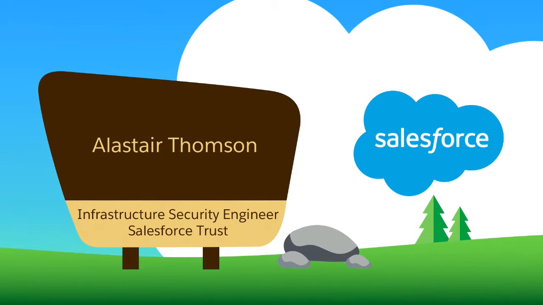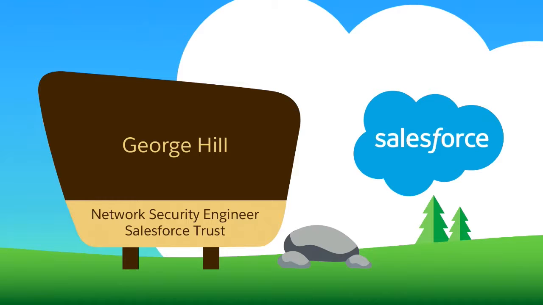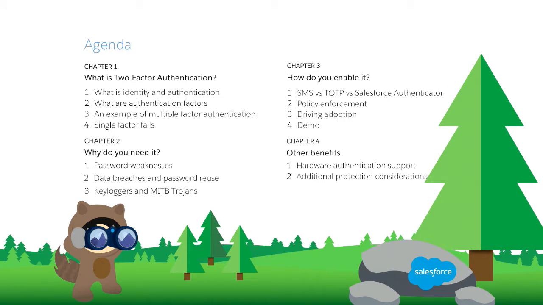My name's Alistair Thompson. I'm an infrastructure security engineer here at Salesforce Trust. I'm George Hill, and I'm a network security engineer that works with Al and the Trust team. Okay. Well, can you hear me now? There we go. I'm George Hill. I'm a network security engineer that works with Al and the Trust team.